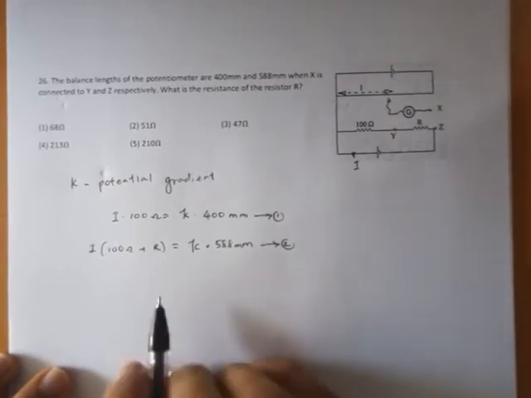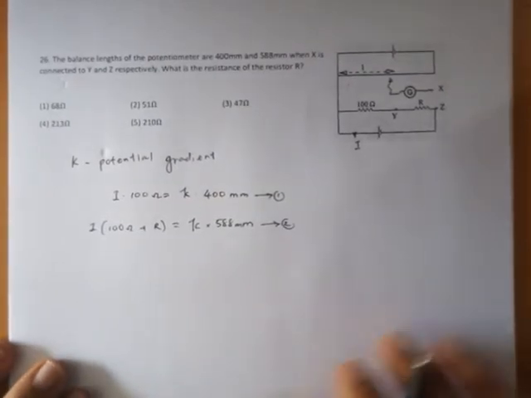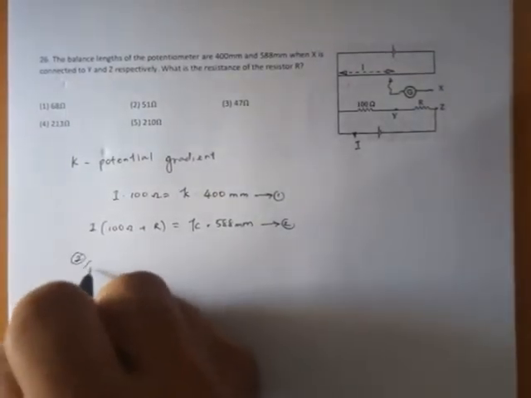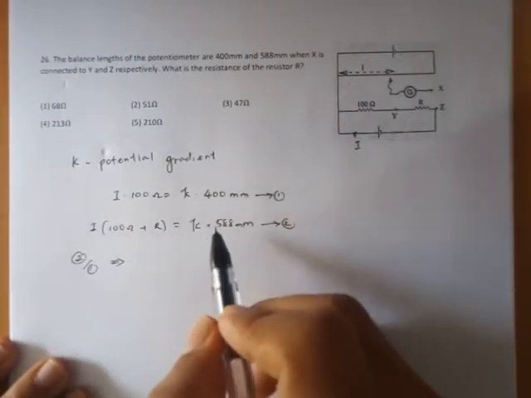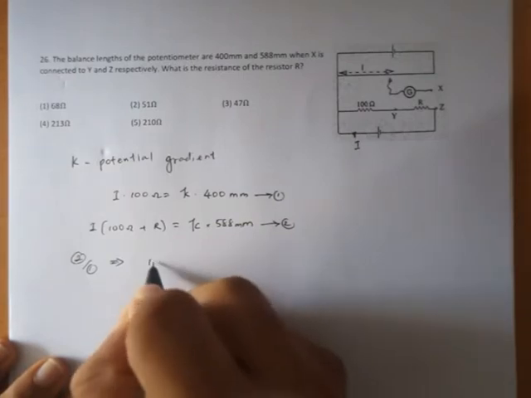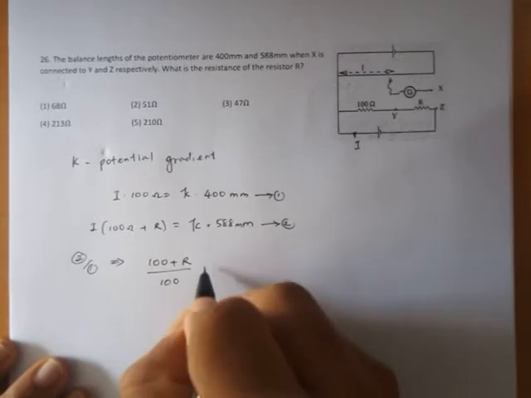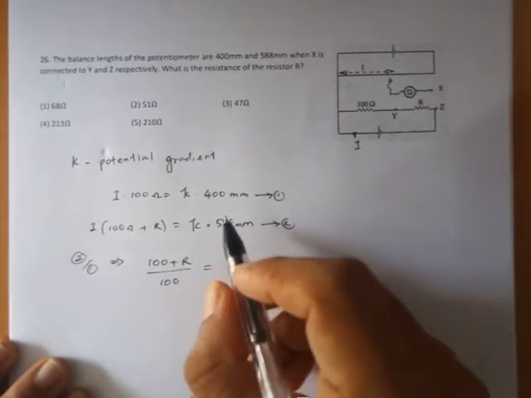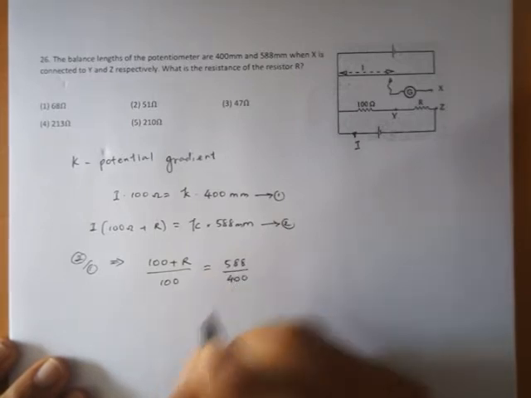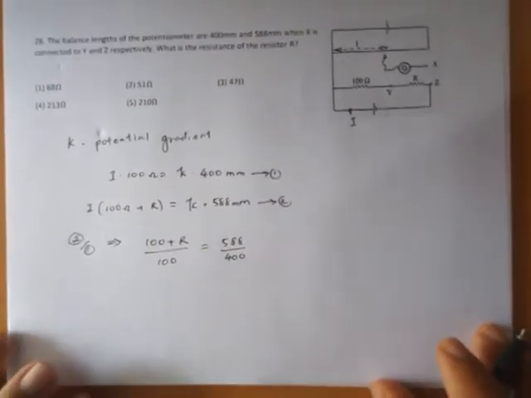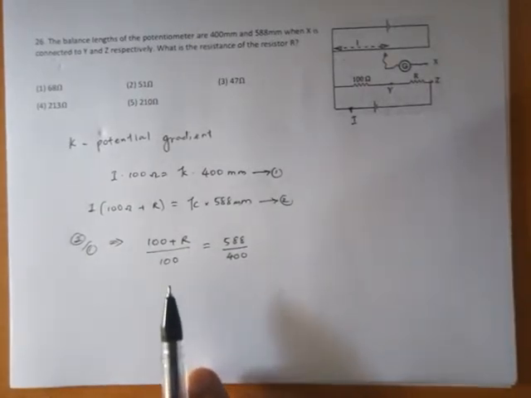So I'll divide equation 2 by equation 1. Dividing equation 2 by equation 1, I cancels off and K cancels off on the right hand side. So I get (100 plus R) over 100 is equal to 588 over 400. Now we have to simplify this equation and make R the subject, then we get the value of R.